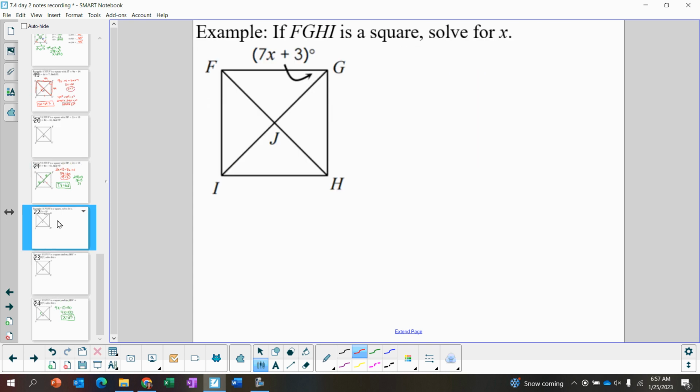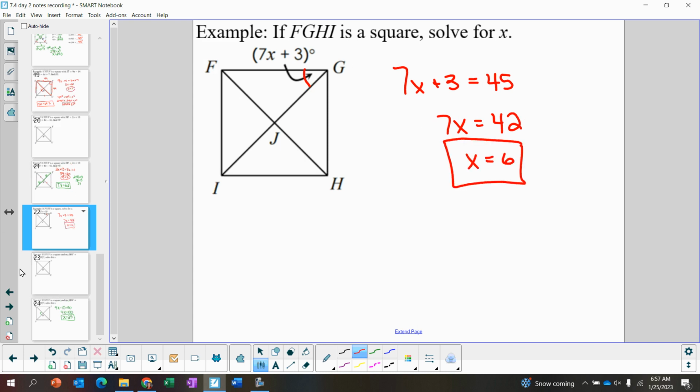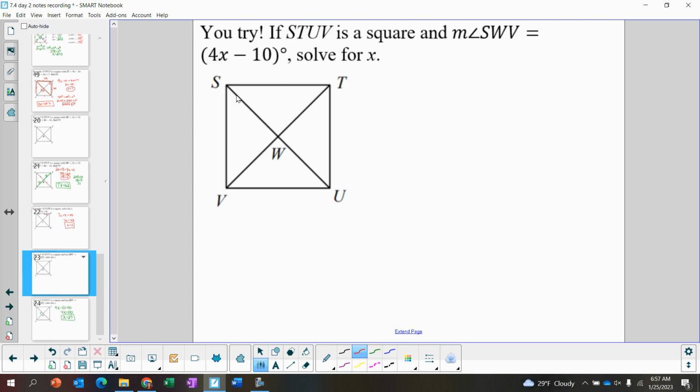All right, so for the last kind of problems for our square, we know if I had 4 parts, I would either... so now I can subtract 3, divide by 7, and I get x is 6. So try this last one. You are given the fact that angle SWV, this one right here, is 4x minus 10. Solve for x. Pause. When you're ready to see the answer, hit play.